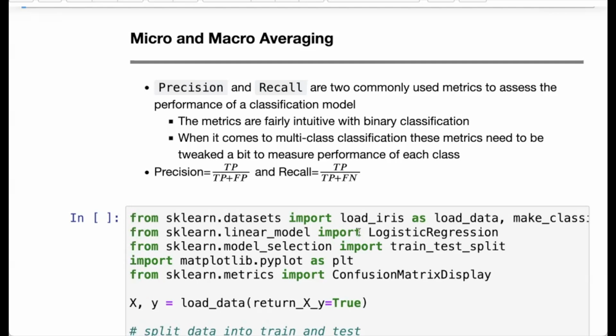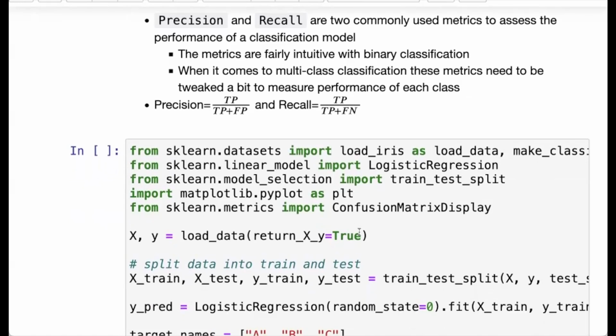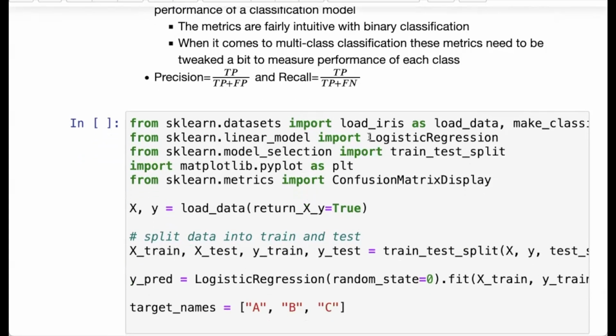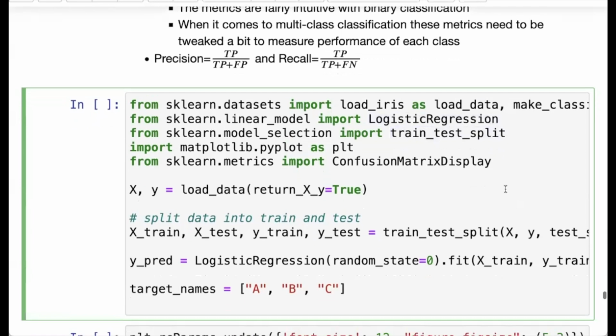So in this case, let's look at the iris flower dataset, which is the dataset where we have 3 species of flowers. This is a very simple classification problem. We are going to use logistic regression. We're going to use train test split to divide the data into training and testing sets.